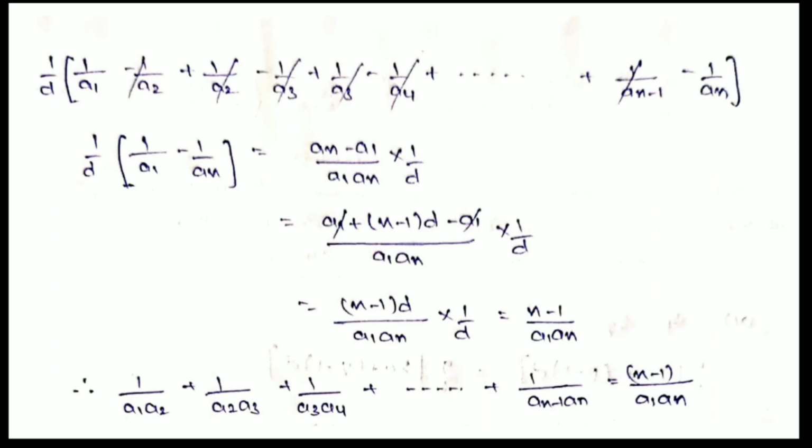So by this, the 7 results of AP are proved. These are better to remember because these proofs are somewhat bigger, so every time when you do them, you lose time, so it's better to remember.